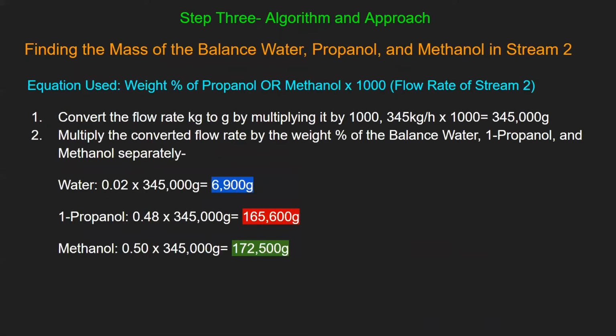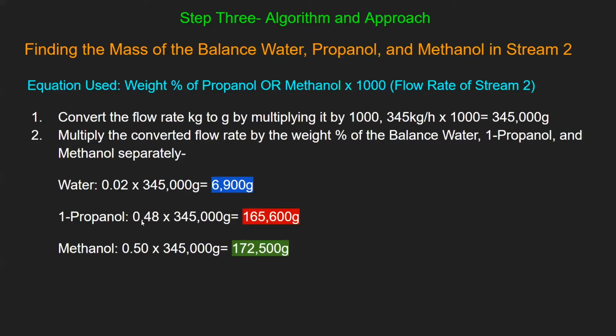So in order to find the molar compositions of the second stream, first the compound's masses must be found. And we find it by using this equation right here: weight percentage of the propanol or methanol times 1,000 times the flow rate of stream two. The reason why we multiply the flow rate of stream two by 1,000 is because we are converting kilograms to grams. So when you go down here, you multiply the weight percentage of each compound, which we found on the last slide, by 345,000 grams. So for the water, we get 6,900 grams.